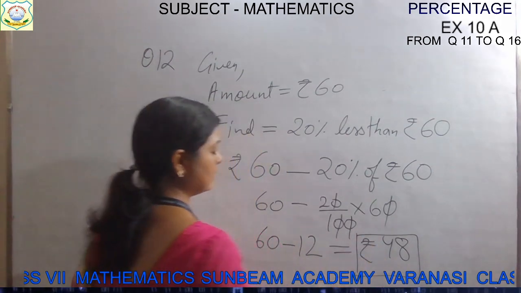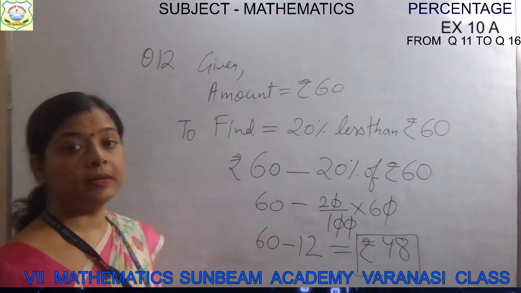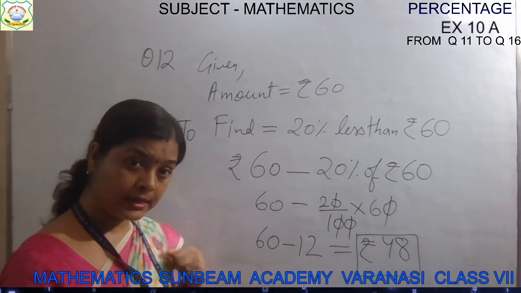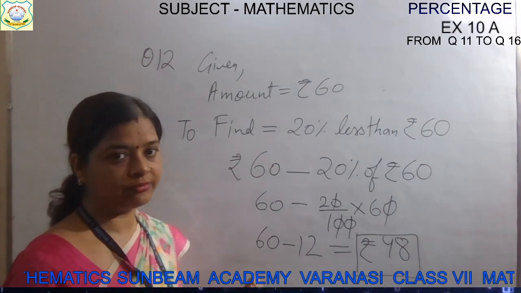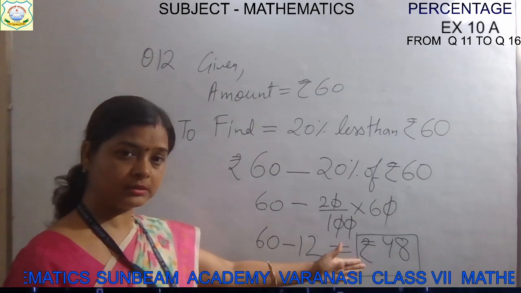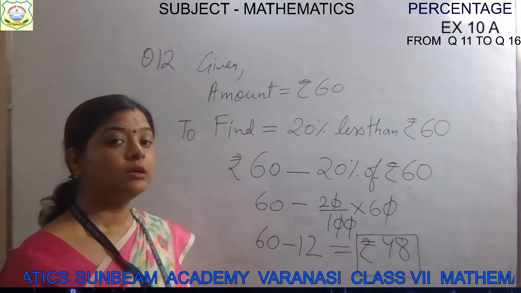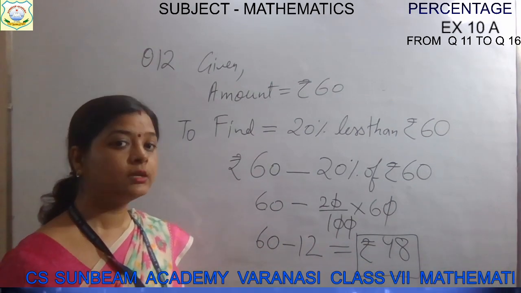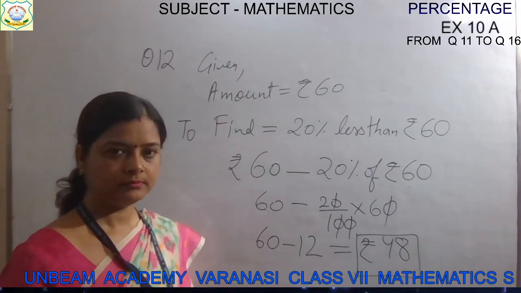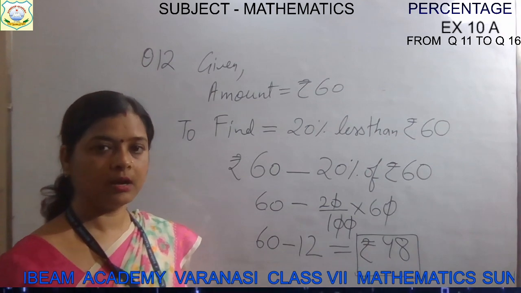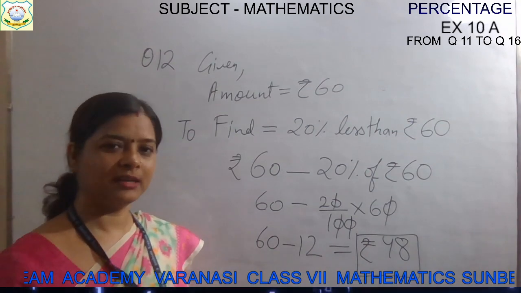So at last you will write down that 48 rupees is 20% less than rupees 60. This you have to write. After solving this, what you will write? 48 rupees is 20% less than 60 rupees. Clear? Now let's move ahead with the next question.